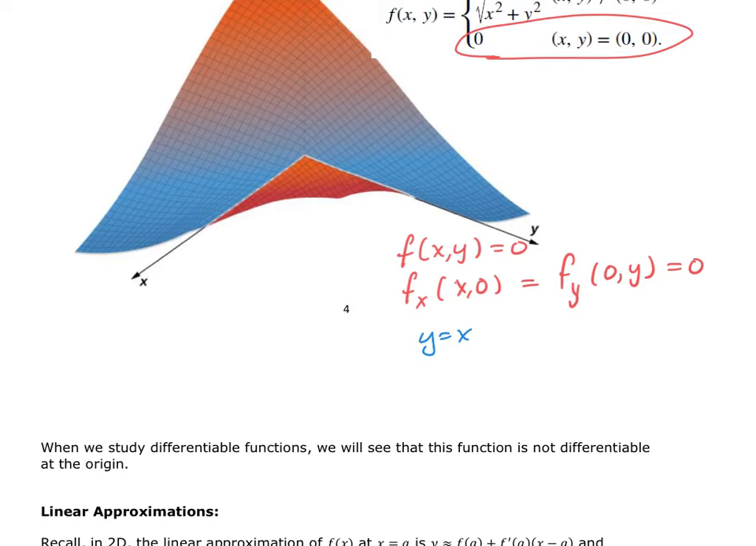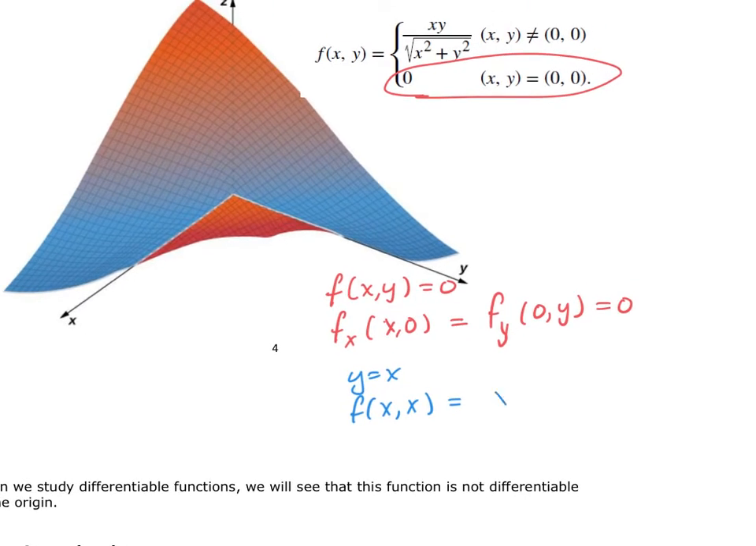So if I have y is equal to x, then I'm looking at a function which is x comma x. Now I go back to my equation up there and I end up with x squared, and then I have the square root of 2x squared, which gives me x squared over the absolute value of x times the square root of 2.